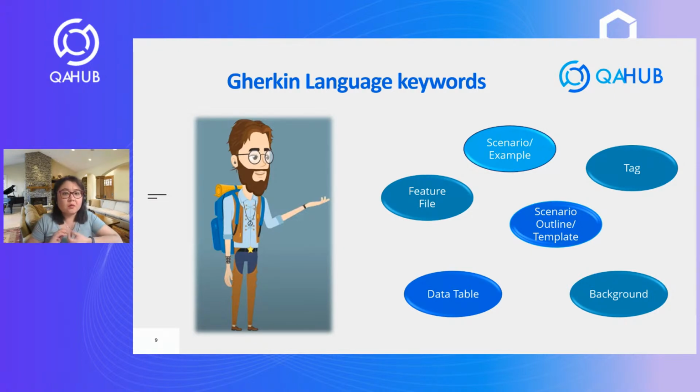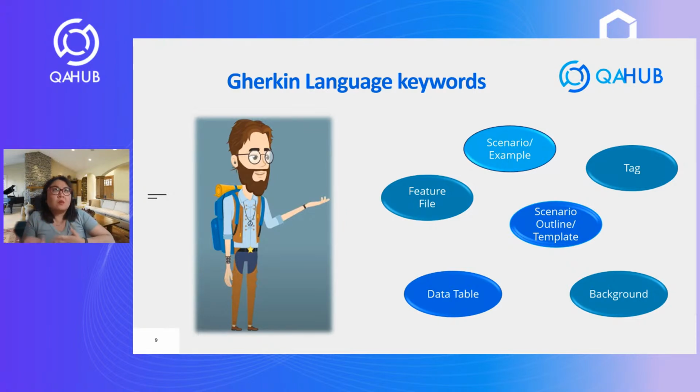Scenario outline, or scenario template. What is it? I talked before about parameterization in a feature file. In this case, we use a scenario outline. We write the scenario, add variables to it, and add a data table with parameters. And instead of several scenarios, we write one. This is called a scenario outline.